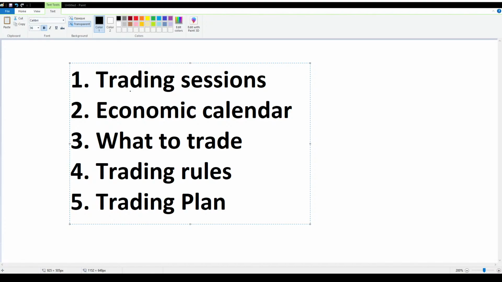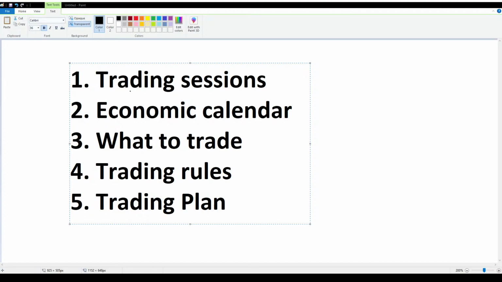Now, another thing to consider when you are endeavoring in this market is that sometimes we need to know when there's going to be a big impact, or if there's going to be something that's going to impact the market. So what we do is we go to the economic calendar.